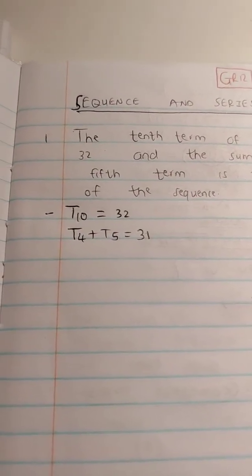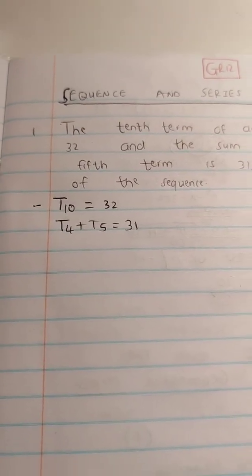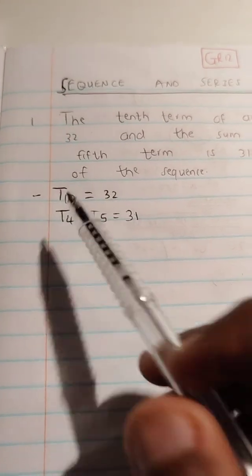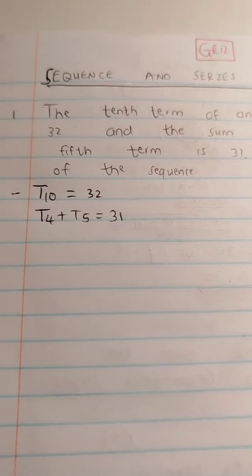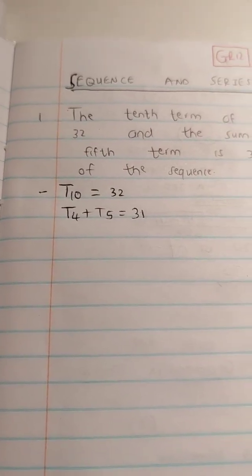Now we need to state T10, T4, and T5 in terms of A and D. Now I need you guys to help me. What is T10 in terms of A and D? I want to know from you, what is T10 in terms of A and D? Term 10. Okay. Thank you, Kulegani Ndlovu. I see you there in the comment section.